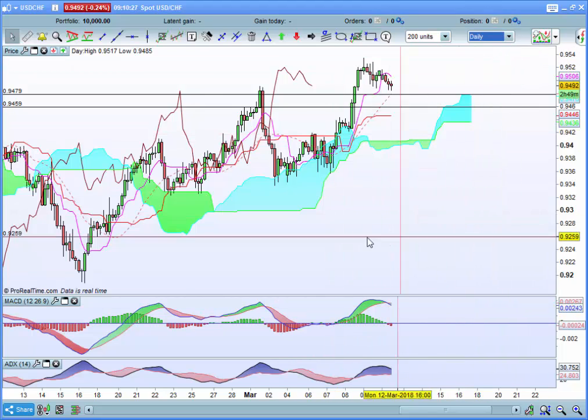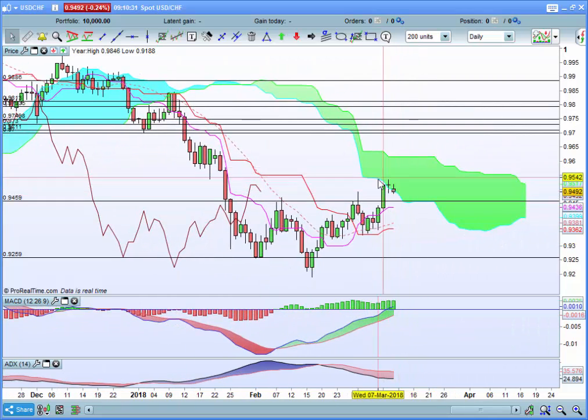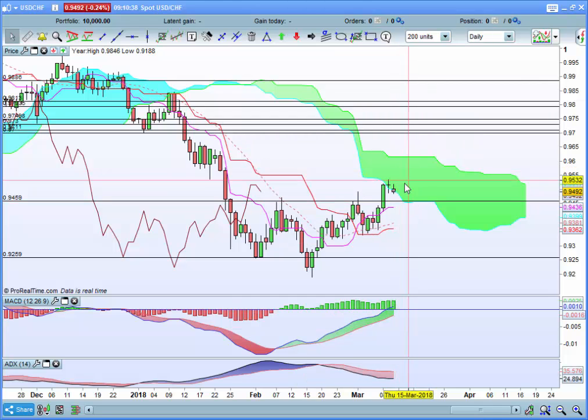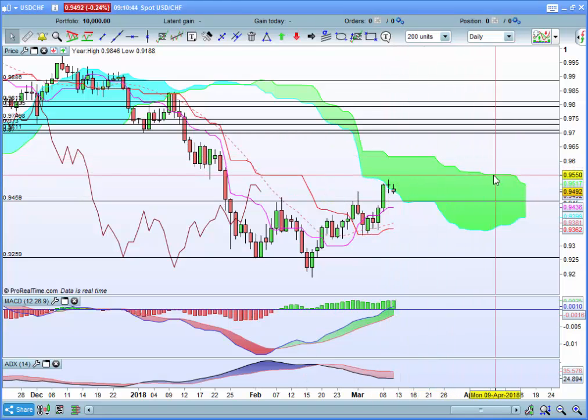Where do we stand on the daily? We're stuck here at cloud chart resistance at the bottom end of the cloud. So critical for the US dollar Swiss franc to break through this cloud chart resistance zone. If it manages that, we're going to be looking at the 96.16 and the front cloud resistance at 95.50 as the next key resistance zone.